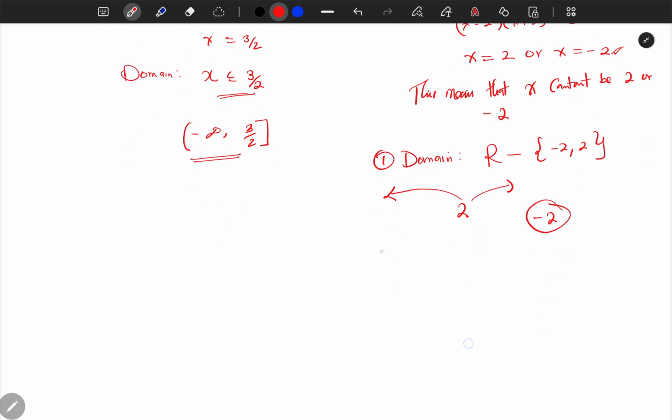So what you can report again is this: the domain is x such that x is a real number and x is not equal to 2 or negative 2. You can also report it in that manner, like that.